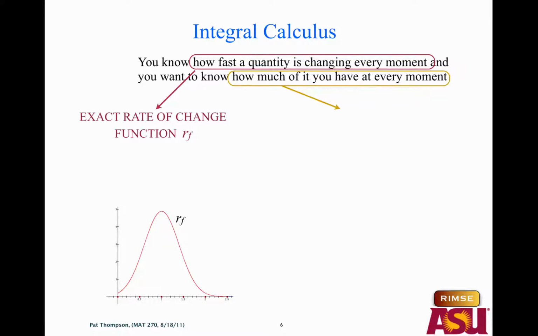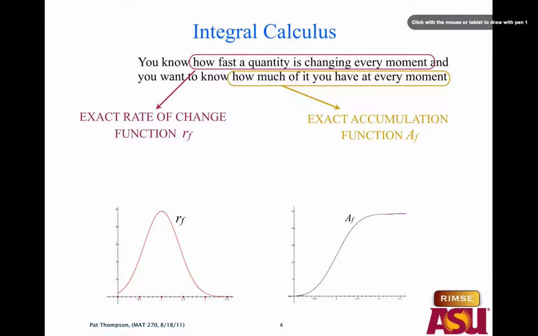And then what would give us how much of it you have at every moment? What mathematical thing would give us this information? You should be thinking, well, that would be an exact accumulation function. So here's the exact accumulation of weight. This A sub f function is the accumulation of weight on the sand according to this rate of change. Slow at first, then gaining speed, then the fastest, then slowing down again. And we see that here: increasing slowly, increasing the most quickly, and then increasing slowly in terms of the weight of sand on the scale as it unloads from the truck.